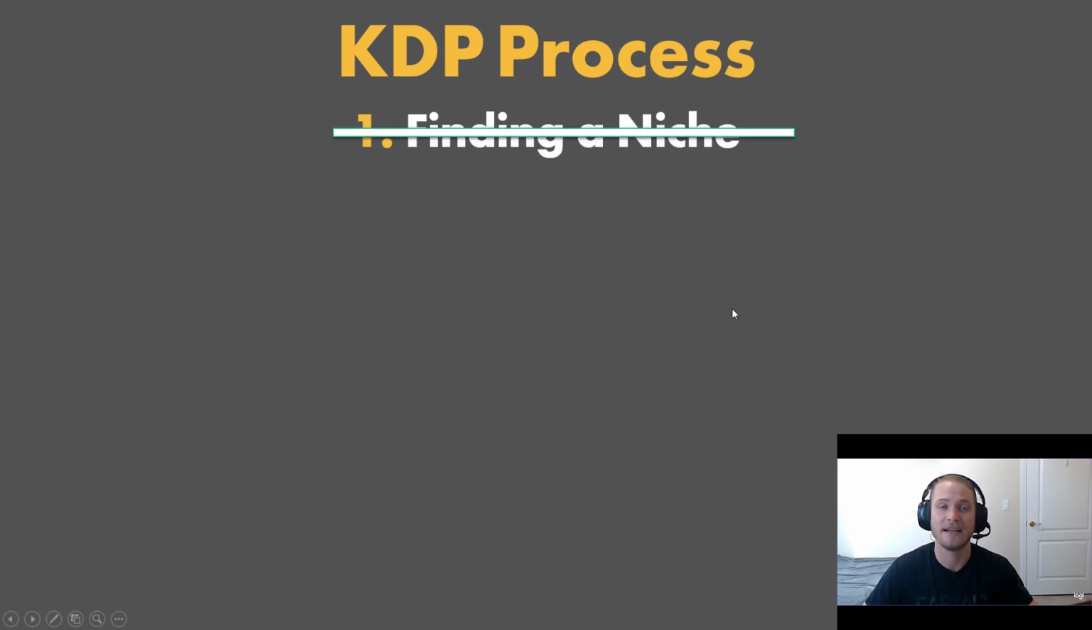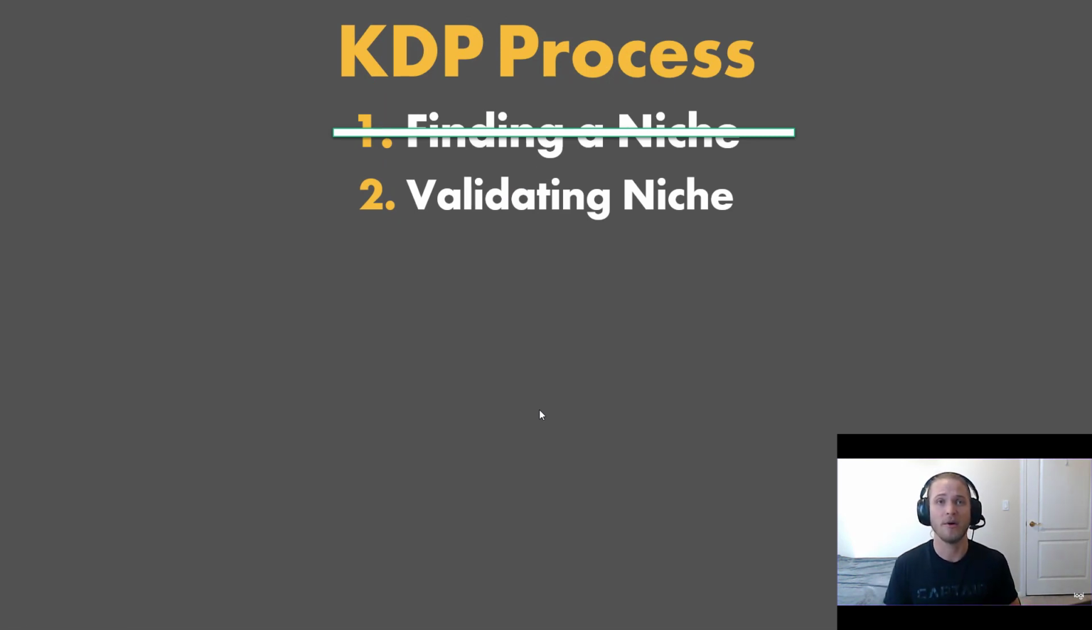So the KDP process that I have started here was, my first video was finding a niche. So I quickly, briefly showed you how I find my niches. The second video I'm going to be creating is validating that niche. So in this next upcoming video, I'm going to be going over how you gather the data, and there's a couple really cool free tools that I use to validate my ideas to make sure that they are going to sell, that it's something that is worth spending your time on to design, to create these ideas.